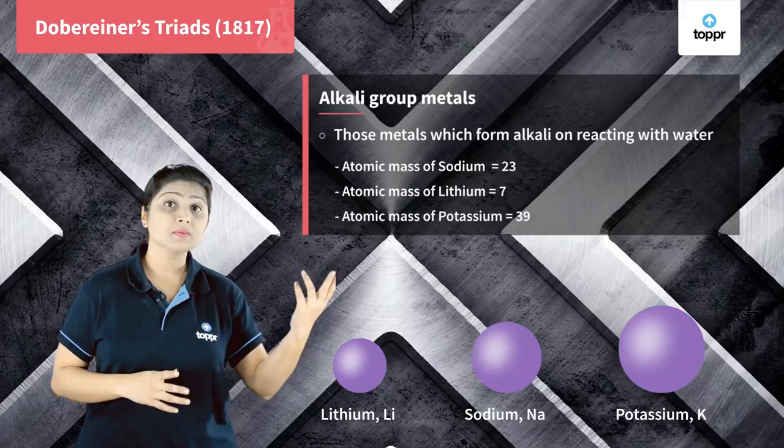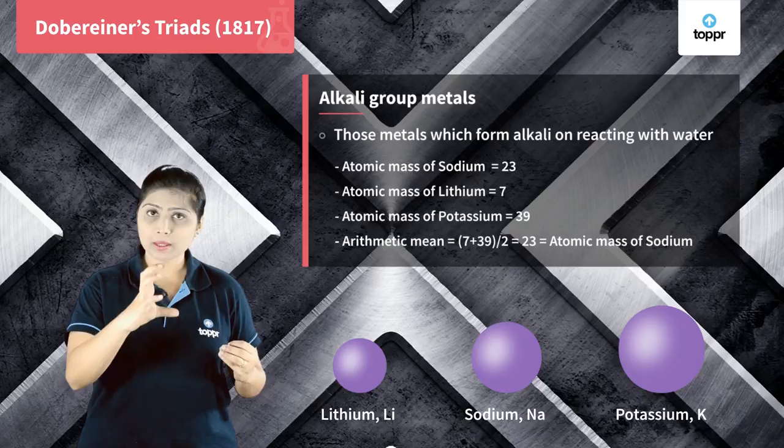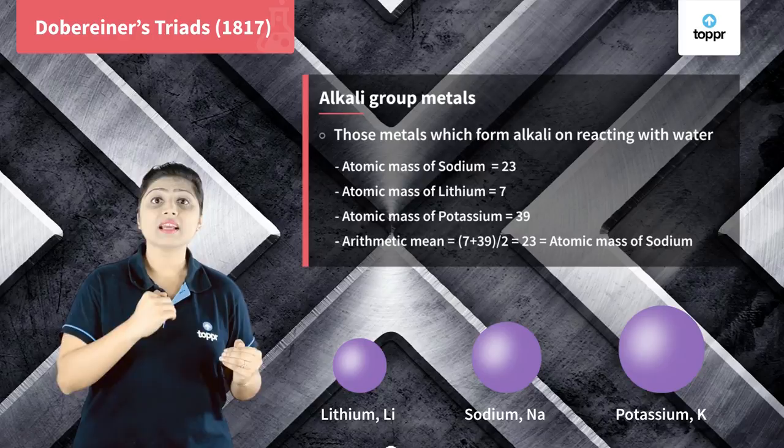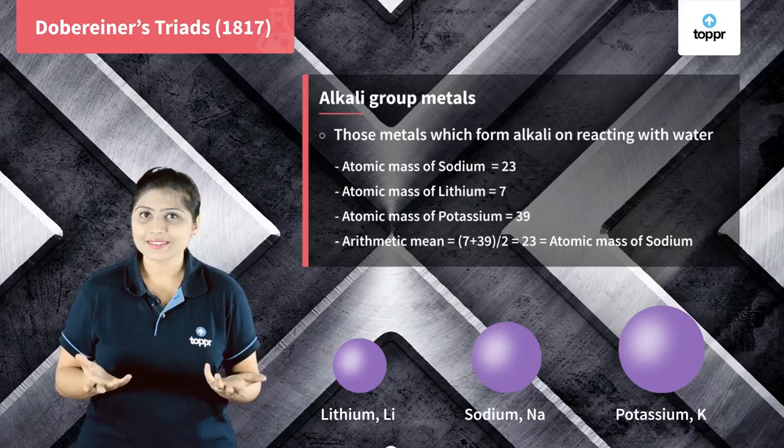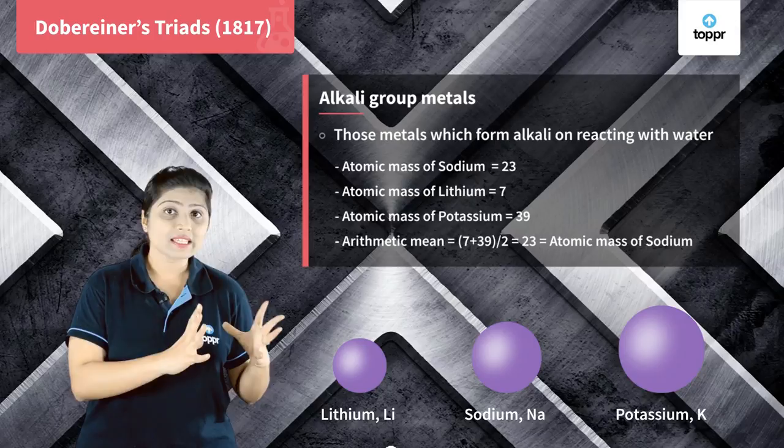So when we take the arithmetic mean of atomic masses of lithium and potassium, we get 7 plus 39 upon 2, which is nothing but 46 upon 2, which is nothing but 23. That is the atomic mass of sodium. So what Dobereiner said was correct, that the atomic mass of the middle element is always equal to the arithmetic mean of the atomic masses of the other two elements.